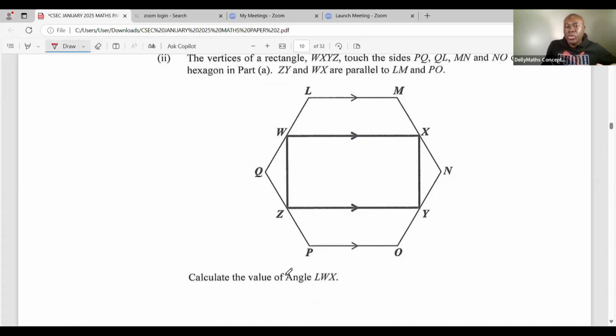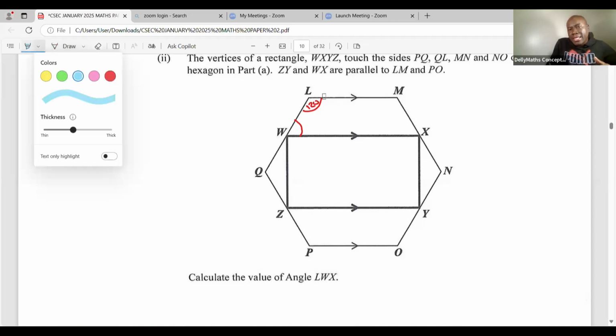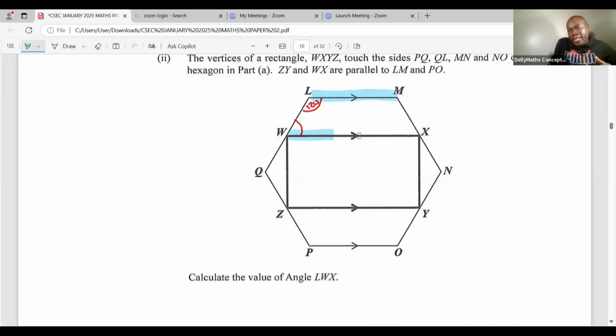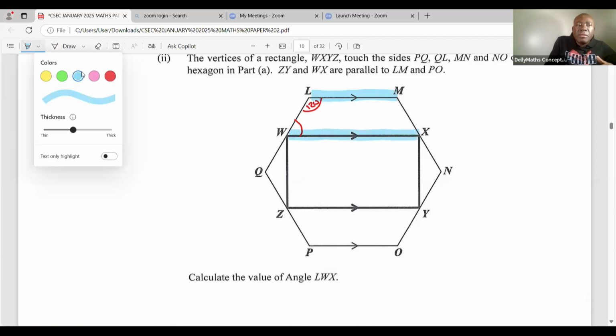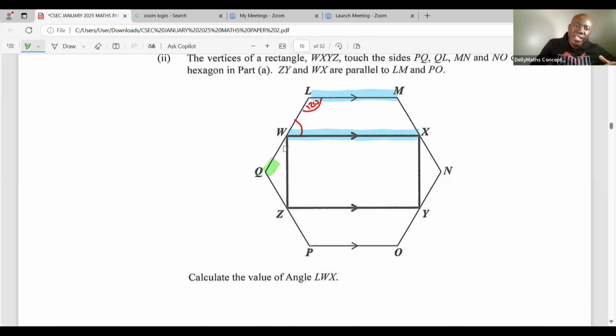It says calculate the value of the angle LWX. Let me mark that angle. L to W to X is this angle. I'm going to mark it quickly, this angle is right here. Bear in mind that we already know that these angles at the vertices are actually 120 degrees. Now, take a look at this. Remember that we were just told that these lines are parallel. So this line is parallel to this line, and then it was cut by a transversal right here. This is a transversal.